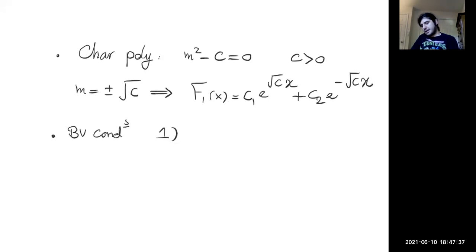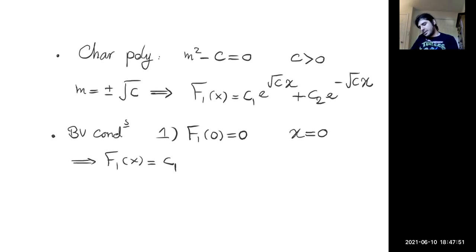The first one said f1 of 0 is equal to 0. So here, if we let x be 0, f1 of x would be equal to c1 times e to the 0, which is 1, plus c2 e to the 0, which is 1, and that should be 0. So C2 is minus C1.